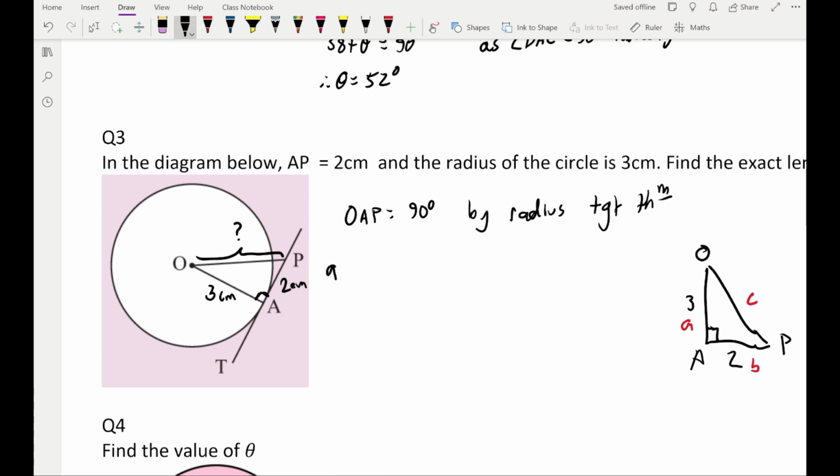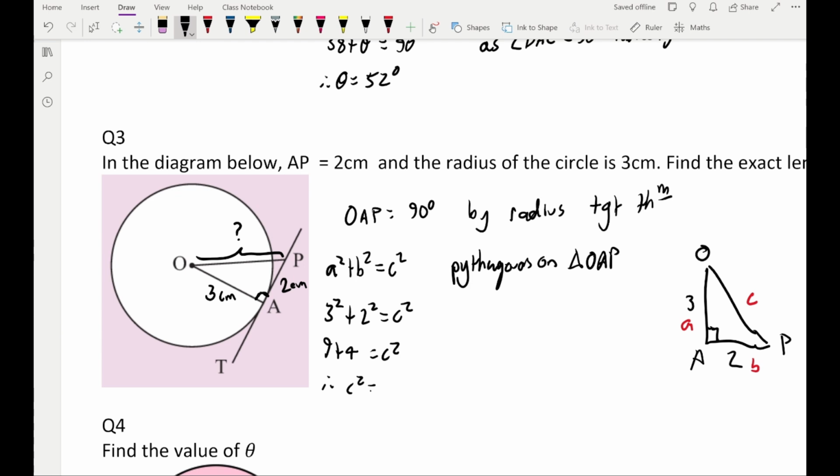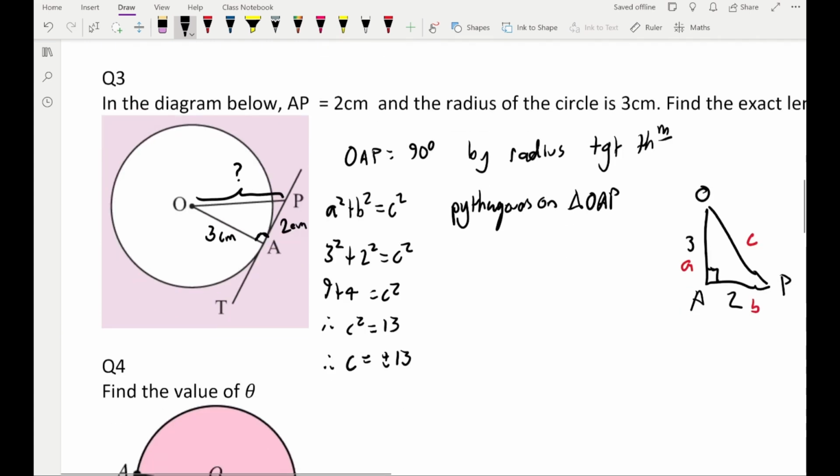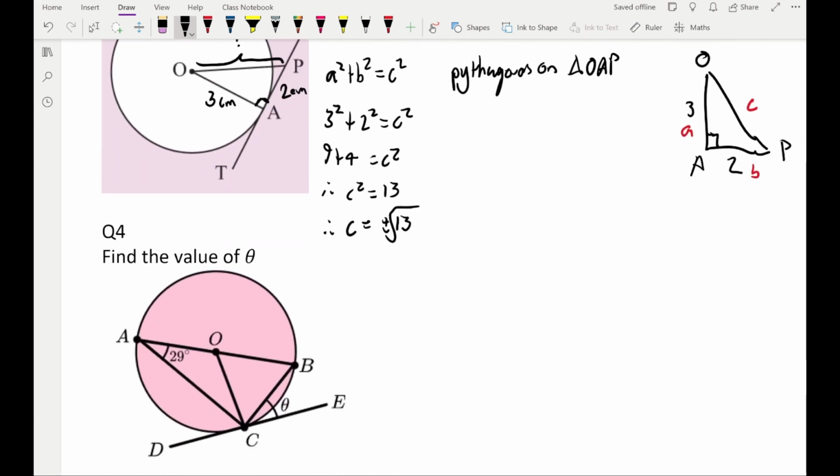So we're going to get A squared plus B squared equals C squared, and this is going to be Pythagoras on triangle OAP. Then A is 3, and B is 2, and C we don't know. But this is 9 plus 4 equals C squared, so C squared would have to be 13. Therefore, C equals plus or minus root 13. Now, you could get plus root 13, you could get minus root 13, but we know C is the positive version because we're talking about lengths here, and in the real world, lengths cannot be negative.